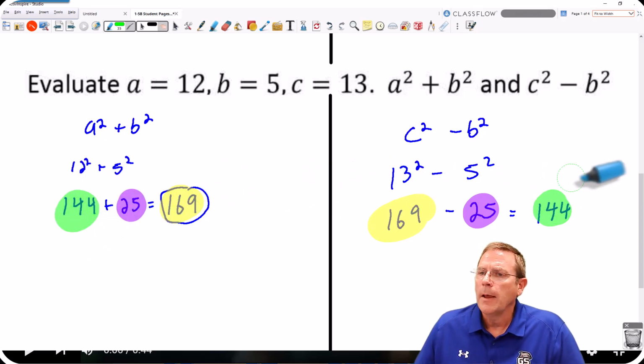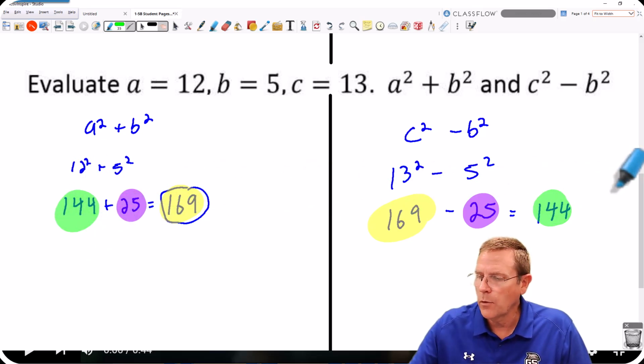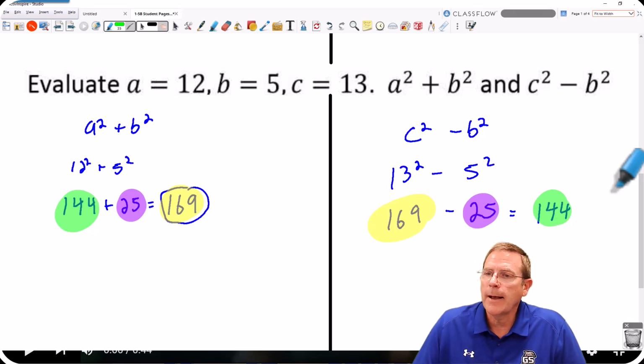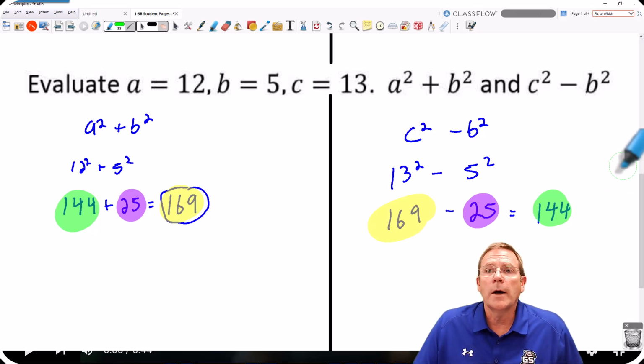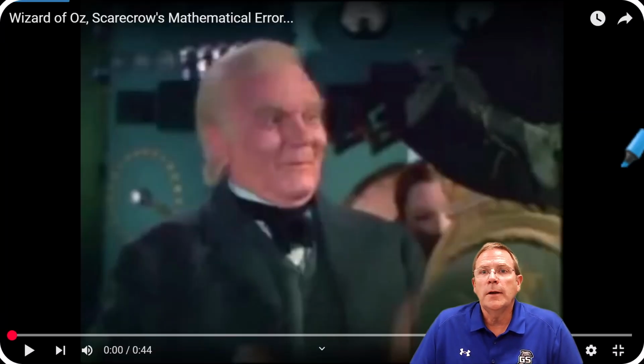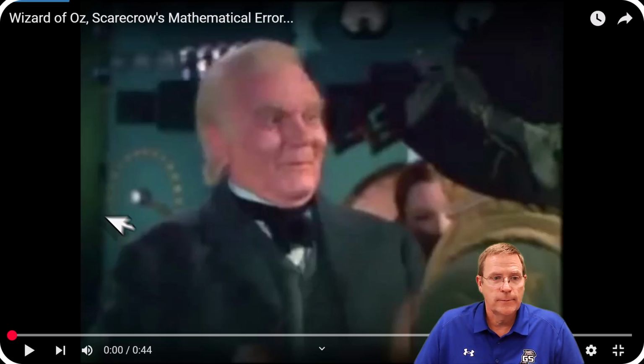How about that? Now that's all just to kind of get your mind working and thinking and remembering some stuff about the Pythagorean theorem that we used yesterday and how to isolate variables, how to take the square root on both sides and things like that. From here, we are going to watch a video of the Wizard of Oz, and we're going to see just how smart Scarecrow actually is.